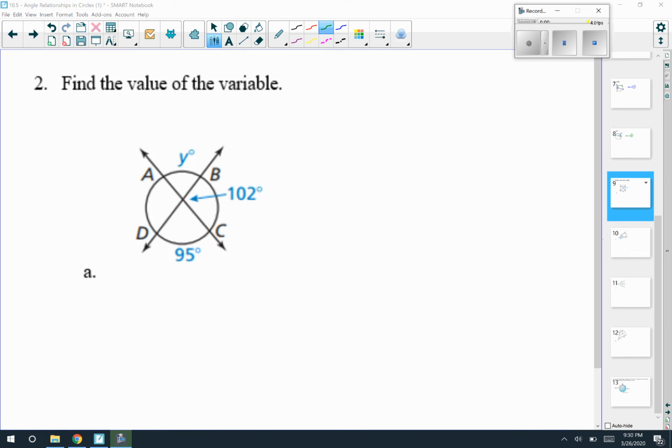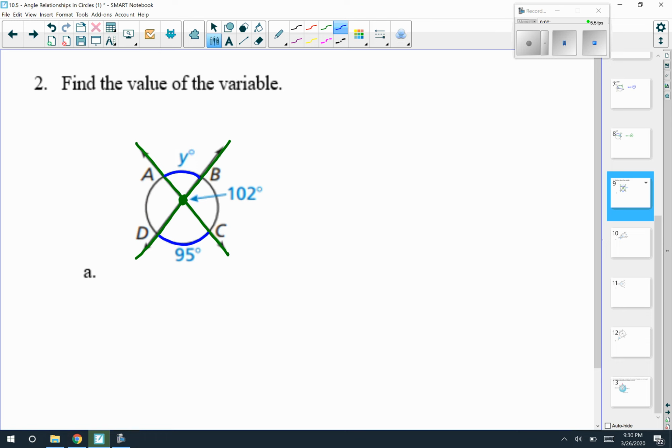Okay, everybody, example number 2, find the value of the variable. So the first thing I'm going to look at is these two secant lines, which are intersecting on the inside of my circle. Now, the arcs that I've mainly been given are this y up here and this 95 down here.